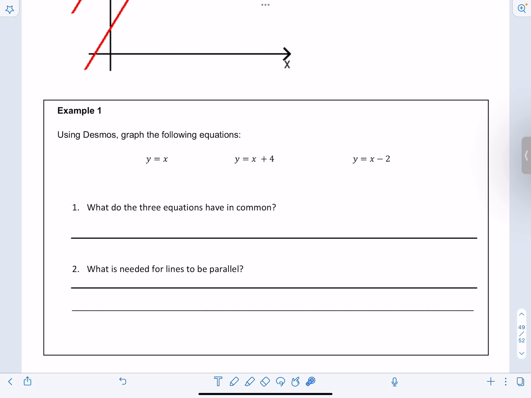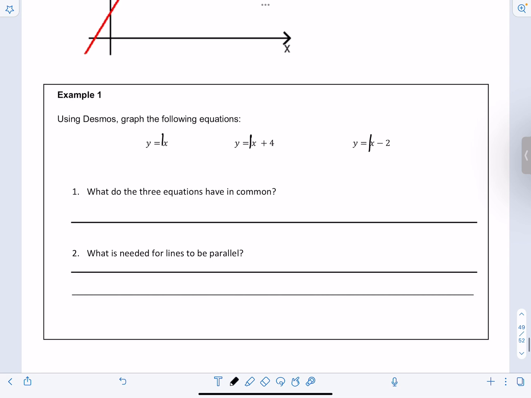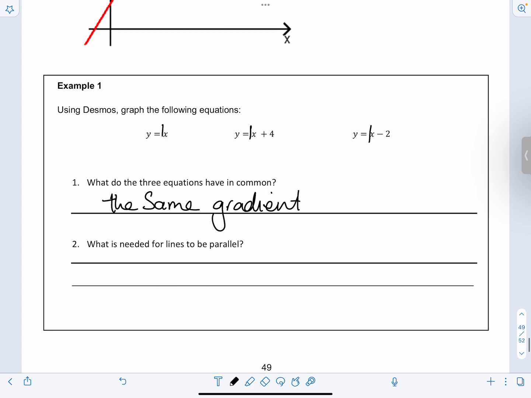What do the 3 equations have in common? Now, if you see what they have in common, all those x's have a value of 1 in front of them. 1, 1, 1. So what do the 3 equations have in common? The same gradient. Okay, make sure you put this into your booklet. What is needed for the lines to be parallel? What is needed? Oh, the gradient to be the same.